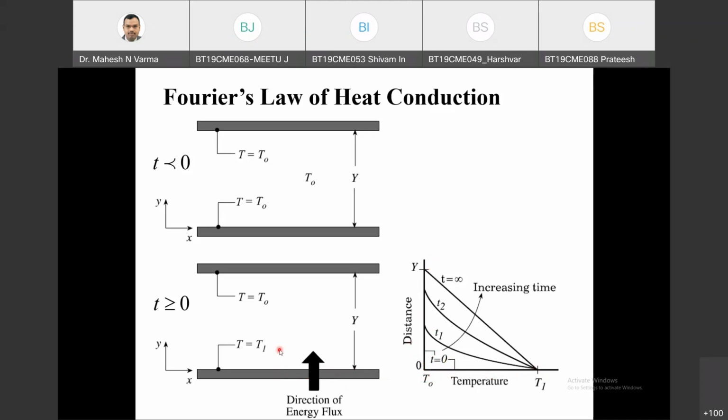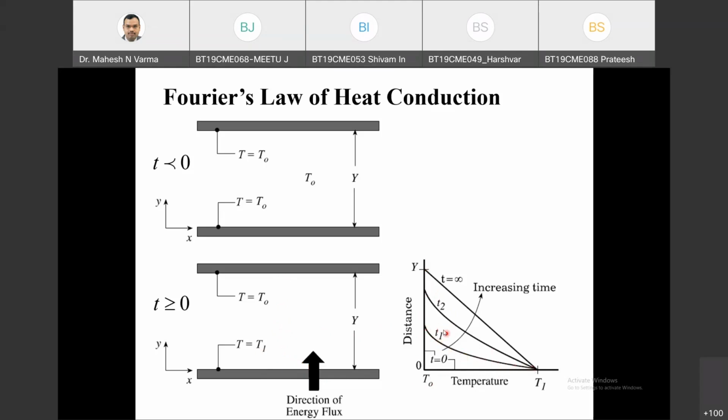Slowly, this energy will be transported in this direction, and the temperature will increase. Say the temperature has increased up to this point, from the upper plate till this point. Till this point, the temperature is still T0, and thereafter it will slowly increase to temperature T1. So this will be the temperature profile at time t equals t1.